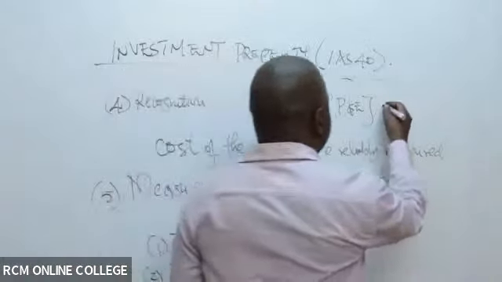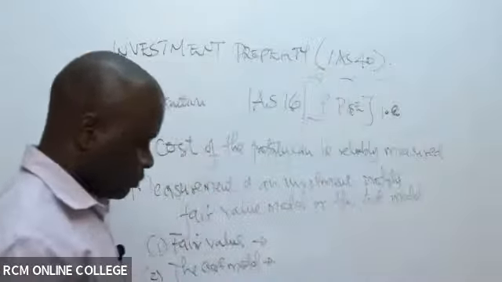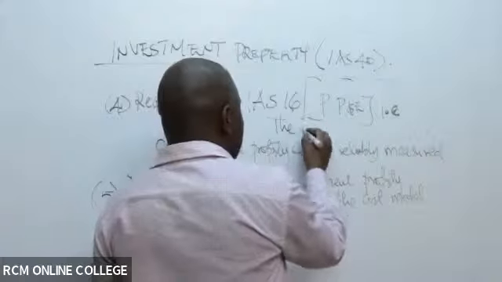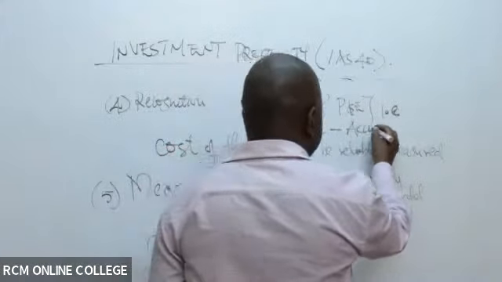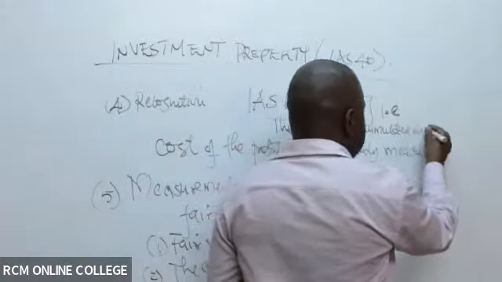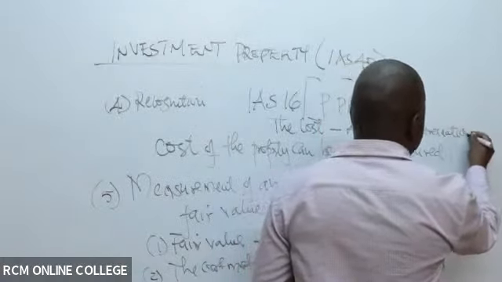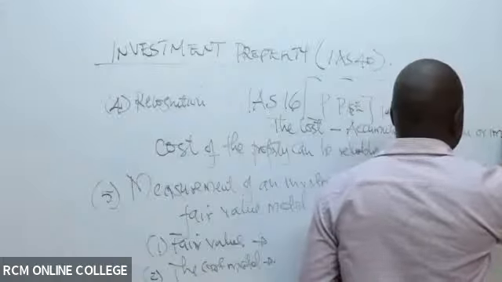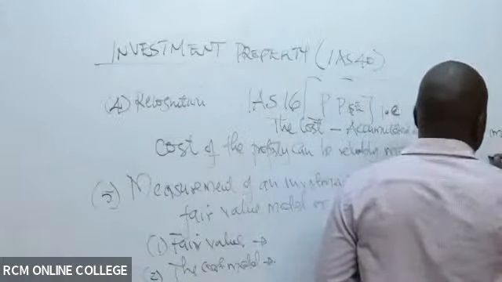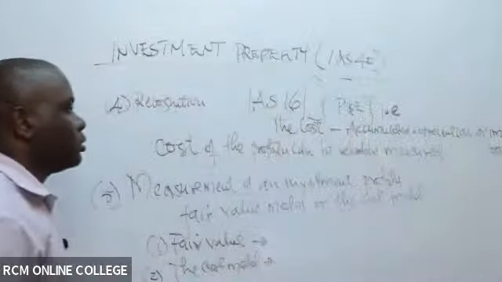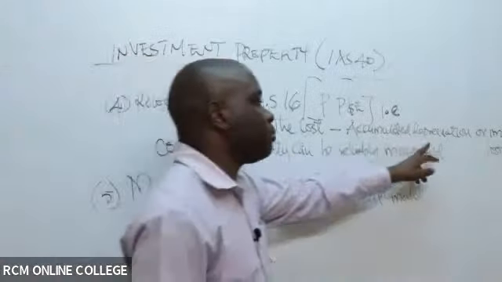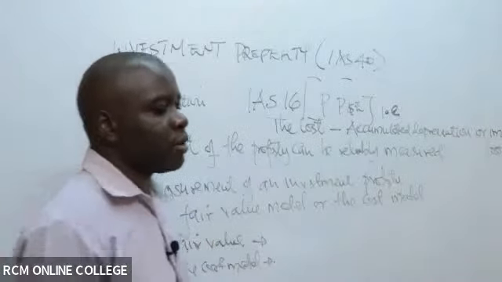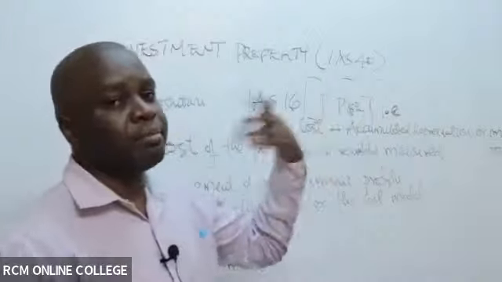What do you mean by this, i.e.? The cost less accumulated depreciation, i.e. the cost of these assets, less accumulated depreciation or impairment loss. That is when you're using the cost model. You take the cost, you less the accumulated depreciation or the impairment loss on that particular asset. That is what you'll recognize in the books of account. You take the cost, you less the depreciation, you get the net book value.